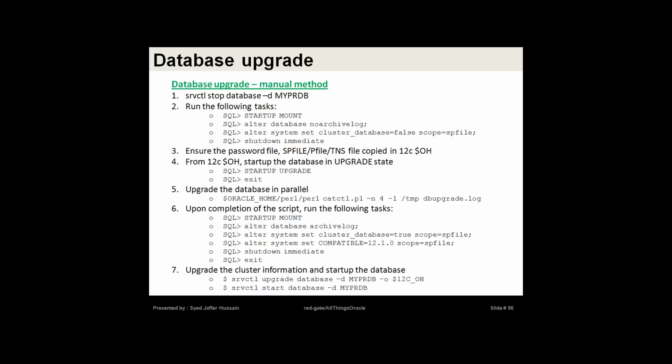Make sure you are on the 12c home and ensure you bring your database back to archive mode and you turn on your cluster database feature. And if you are going with the compatible parameter, make sure you change it to reflect the new 12c features. Once you do all these settings, then exit and shut down the database. Now if it is a RAC database, you need to upgrade the CRS information about your cluster database. This is the command, the bottom one, the SRVCTL upgrade database command. I'm going to upgrade the cluster information that is stored in the cluster for my database to reflect 12c. Once you upgrade the information, then you start your database from the 12c home. So this is the manual method.